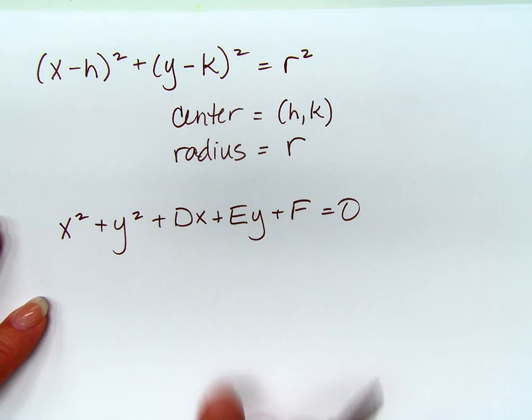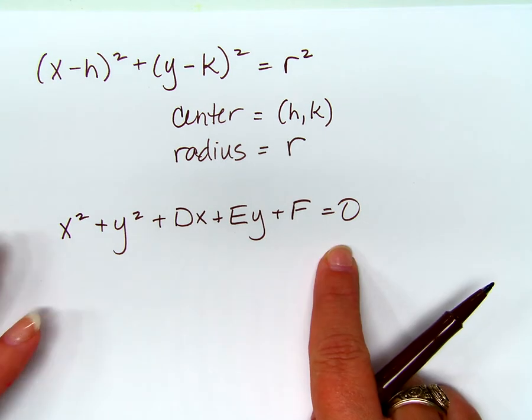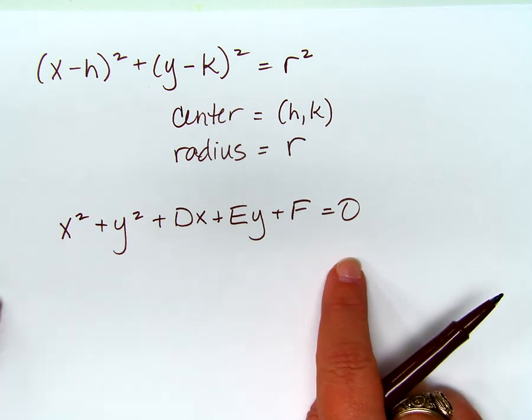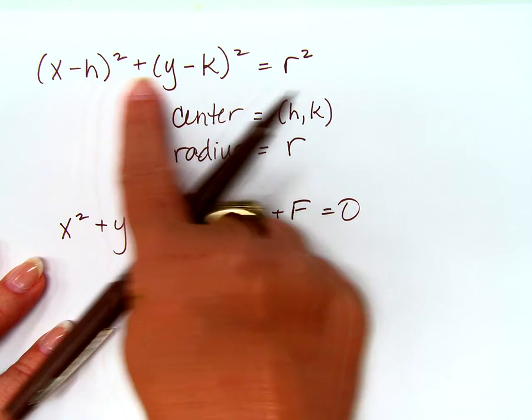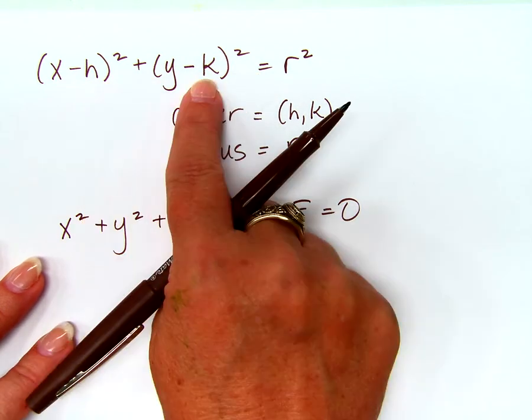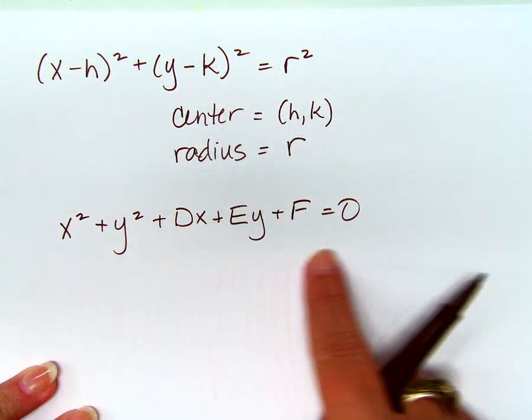I'll give you a hint. It's the equation of a circle. Yes, that's right. It's the equation of a circle. This one is just in the form where you can see the center really easily. This is the standard form.